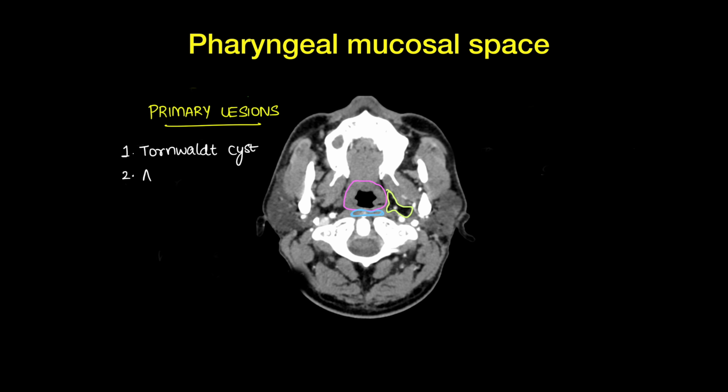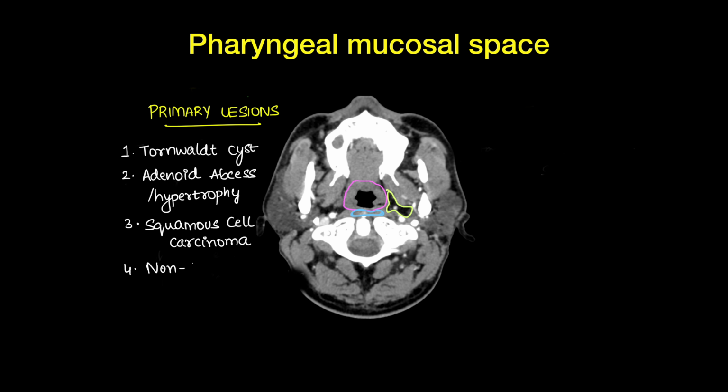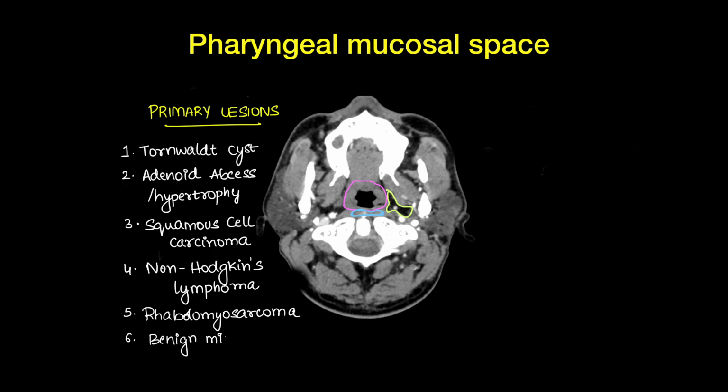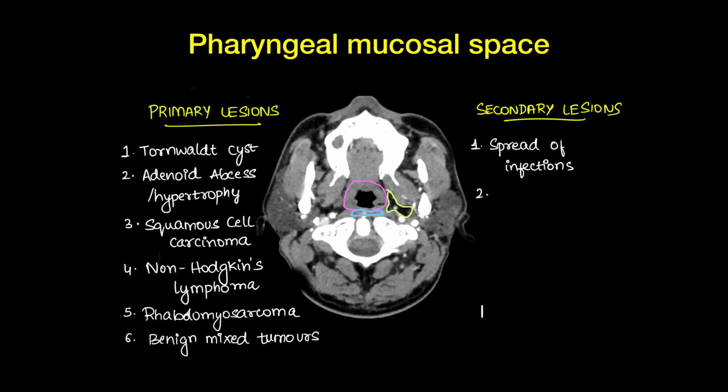Lesions: what can we expect from the space, or if you get a lesion in the space, what are the differentials to keep in mind? They'll ask you in exams. So primary lesions occurring in the space are Tornwaldt cyst, adenoid abscess or hypertrophy, squamous cell carcinoma, non-Hodgkin's lymphoma, some rare tumors like rhabdomyosarcoma, and some benign mixed cell tumors can occur in this region. Secondary lesions that can spread to this region are infections from the retropharyngeal space or oral cavity, etc., and perineural spread of tumors.